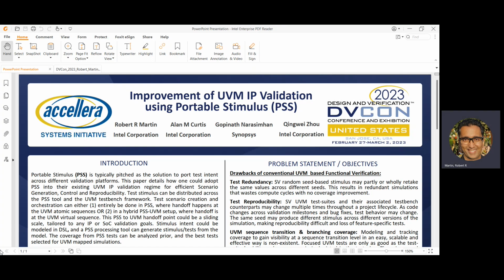Folks who would like to use portable stimulus as an addendum to an existing UVM framework would find this presentation particularly useful. In this paper, we showcase how a validator can use portable stimulus as a powerful scenario generator that can produce controllable and reproducible tests. Test orchestration can be done entirely in portable stimulus, where the handoff to UVM occurs at the atomic sequence level, or as a hybrid PSS UVM setup, where the handoff to UVM occurs at the virtual sequence level. Thus, depending on the target DUT, environment, or requirements, this handoff could be a sliding scale anywhere between portable stimulus and SV UVM.